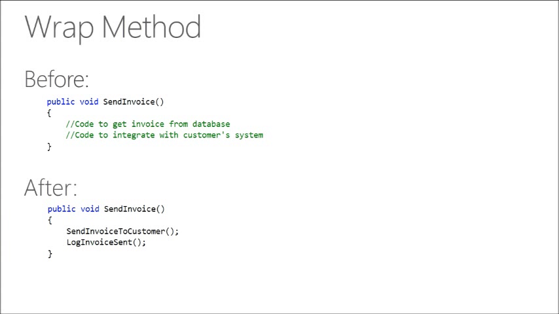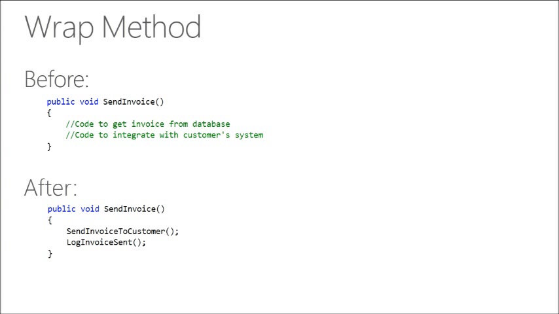So using ReSharper or Visual Studio, I extract the code that's in send invoice into a private method. Here I call it send invoice to customer. And then I've created my new method, which is called log invoice sent, which I've created with TDD with tests. And then I put it before or afterwards. And then all the old code still calls send invoice, but now it's logged, without me having made the original send invoice method worse.